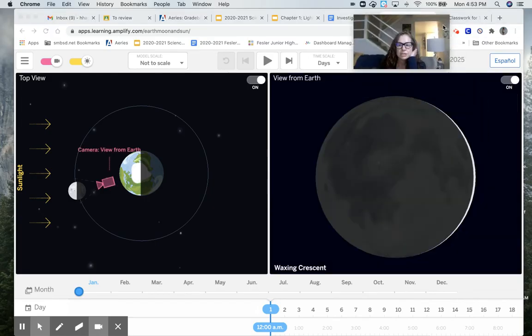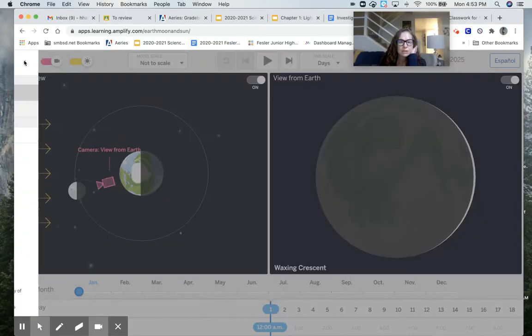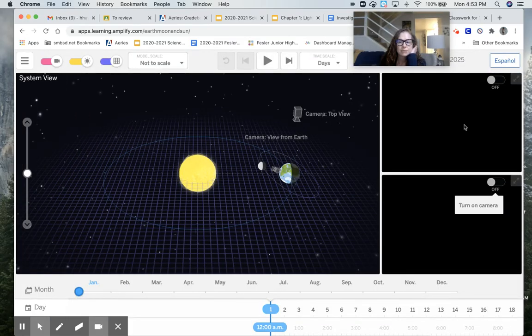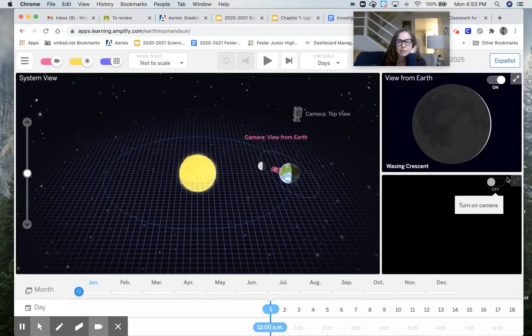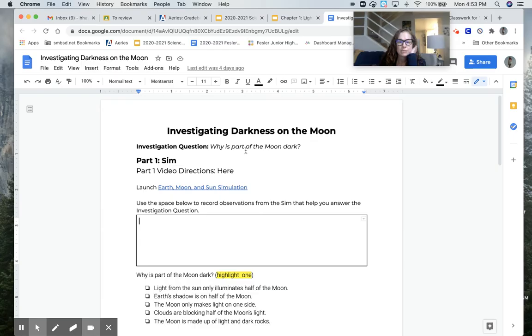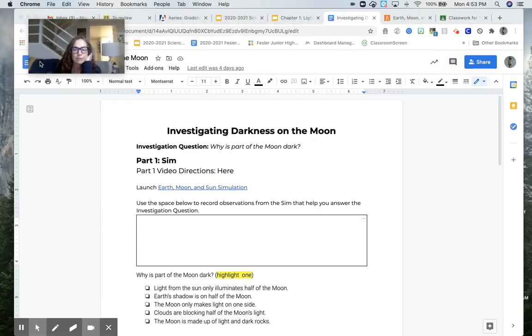So I could just stay in the 2 view. I would actually like to see the 3 view because this is what we were looking at mostly last time we were in the sim. Okay, so the question again is, why is part of the moon dark?